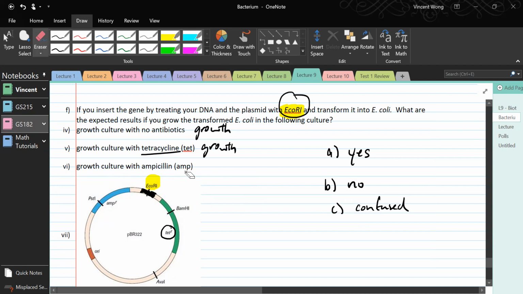What about growing them in ampicillin? Is it going to be okay? Yes, it's going to be okay. There will be growth because the ampicillin gene is not disrupted. If you insert it here, you will not disrupt it. Basically, this is the thing you have to know: if the location you're inserting your gene does not break up any of the resistance genes, then they will be able to grow in that antibiotic.